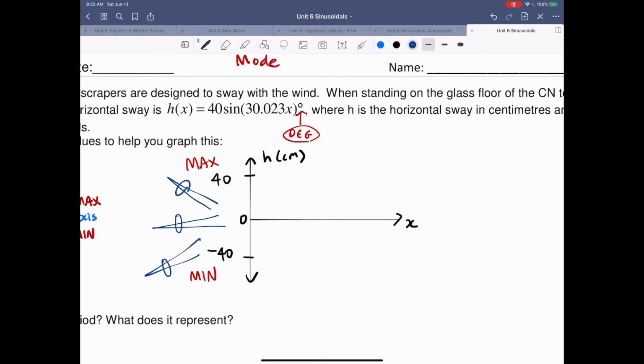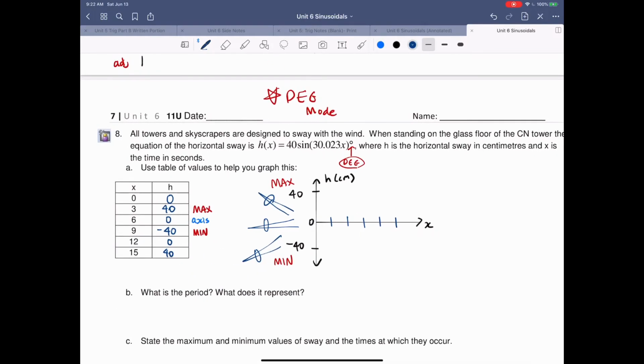And then from there, let's write down the x-axis values. So we have 3, 6, 9, 12, and 15 based on the table of values I was given. So following the table of values, I have 3, 40, 6, 0, 9, negative 40, 12, 0, and then back up at 15, 40. So that's what the horizontal sway looks like. That's the max, that's the min.